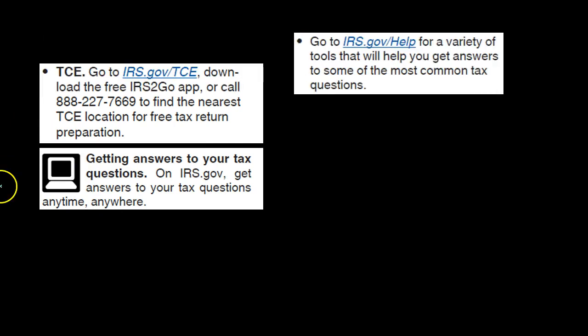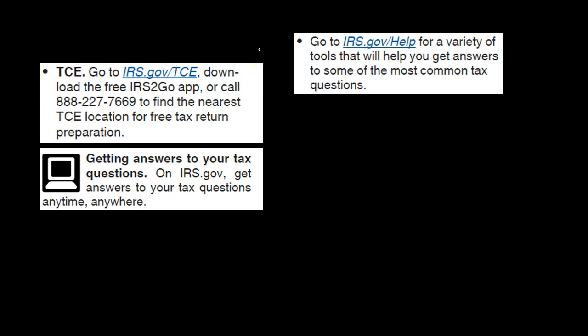Then we have, back to the text, the TCE. Go to irs.gov TCE, download the free IRS 2 Go app, or call this number to find the nearest TCE location. Back to the text, getting answers to your tax questions on irs.gov. Get answers to your tax questions anytime. So we have some resources for that once again on the IRS website.